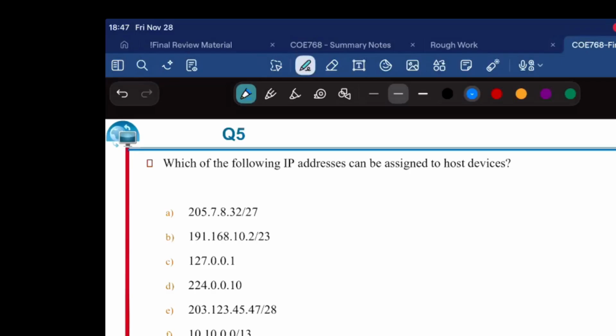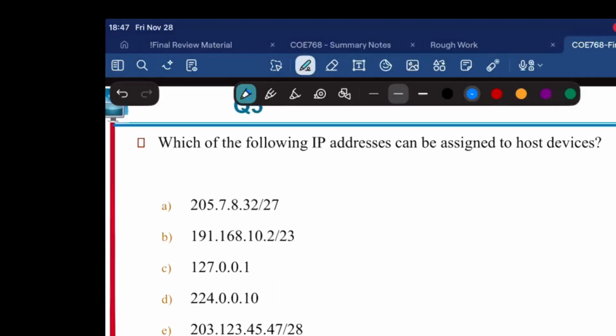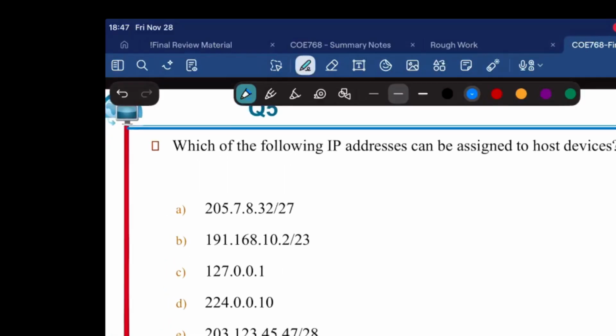Okay, so this one is a little bit different. You need some theoretical knowledge along with some, I guess, mathematical subnetting knowledge. Starting from the first one, it's saying just to see which of the following IP addresses can be assigned to a host device. So we don't know if there's one or multiple IP addresses that we can assign here. So therefore, we'll just do all of them to give you an idea of why or why not each of them is valid.